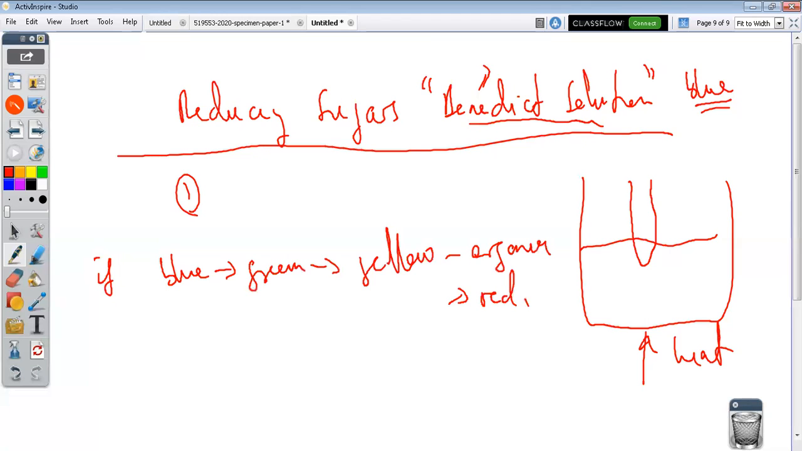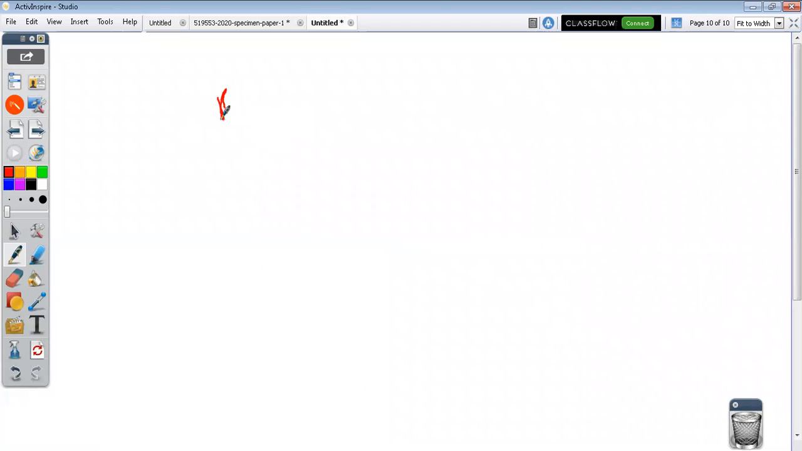Are we together then? Make sense? Oh, it doesn't make sense. Okay. So that's your testing for reducing sugar that we talked about. You now know what the reducing monosaccharides and disaccharides are, except sucrose. Now, let's talk of testing for protein.